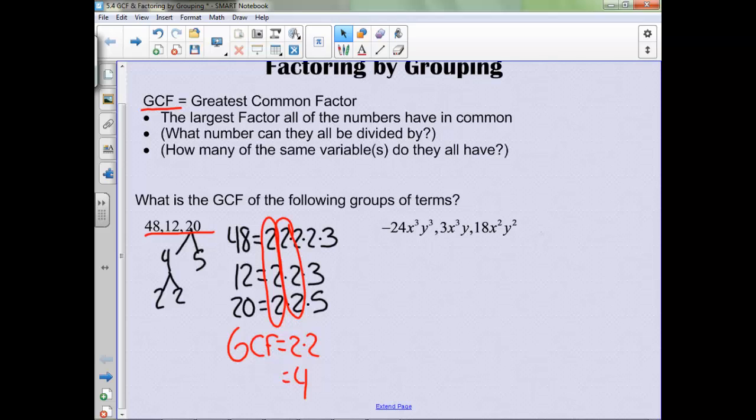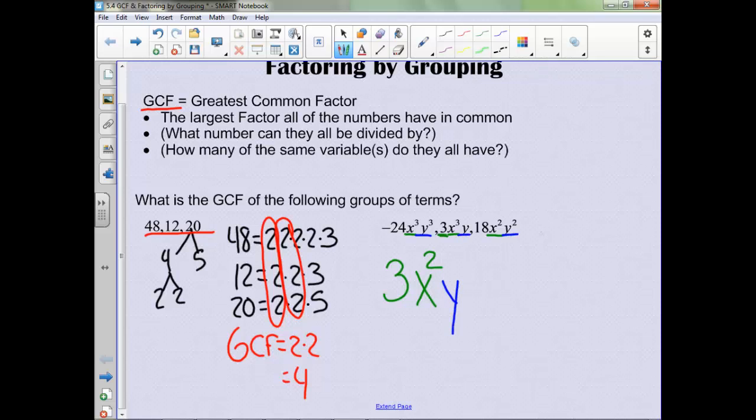Alright, now let's look at these. So the largest number that can divide all of these is going to be a 3. And now let's look how many x's do they all have. Well, this has 3 x's, this one has 3, and this one only has 2. So they all have at least 2 x's, or x squared. And then this has 3 y's, 1 y, and 2 y's, so they all have at least 1 y. So your GCF would be 3x squared y.